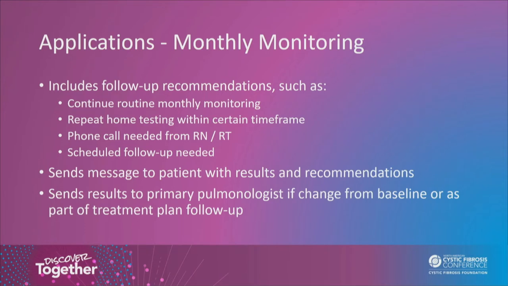I then send a portal message to the patient with their results and any of those recommendations that I have made. And finally, I send the results to their primary pulmonologist only if there's a change from their baseline. So in our clinic, our patients are followed by individual providers. So if they're stable, I don't send them the results. But if there is a decline, then I do. And also, if their provider had made a treatment plan with them, say in clinic, and was expecting that result, then I will also send it to them.